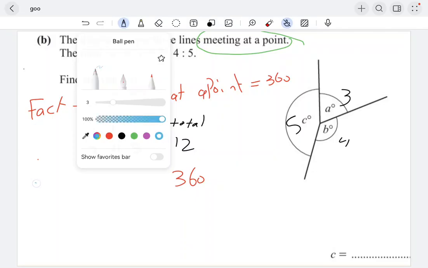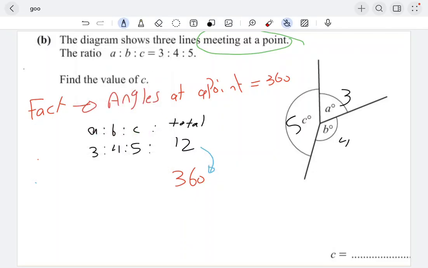Then I check now. If you have 12 parts, and these 12 parts are 360, and as you know, they are equal parts, so each part is 30. That means we need to multiply by 30. So from 12 to get 360, multiply by 30. And then you'll do the same with all of them. You multiply 3 by 30 to get 90, you multiply 4 by 30, you get 120, and multiply 5 by 30, you get 150.